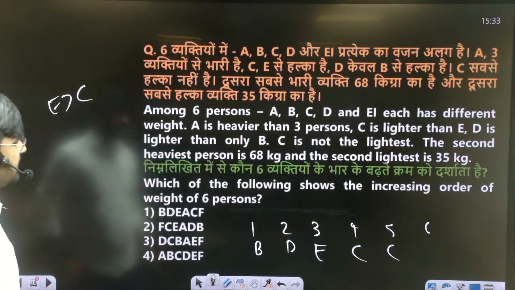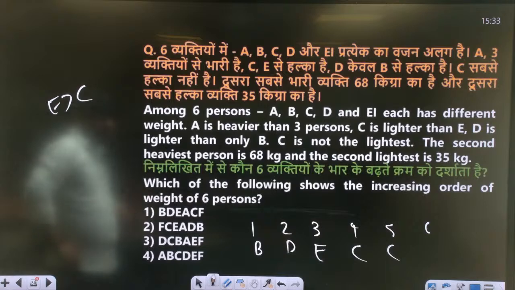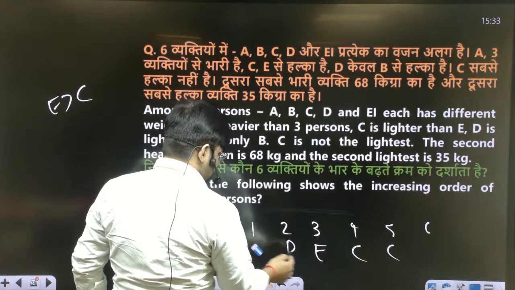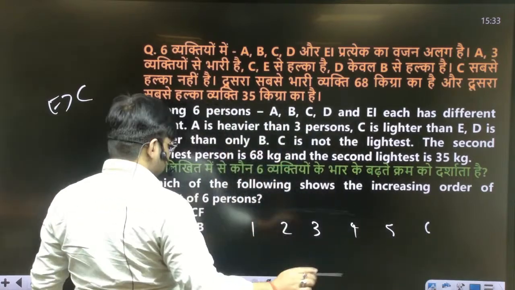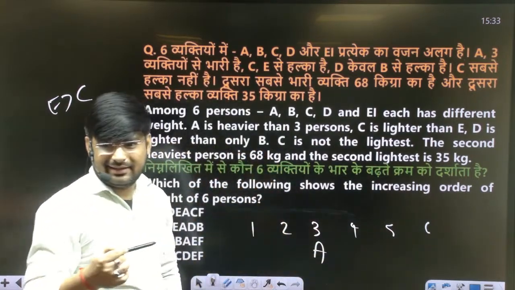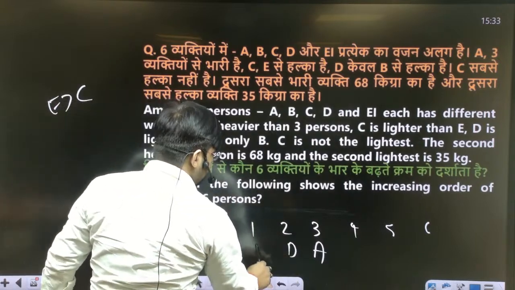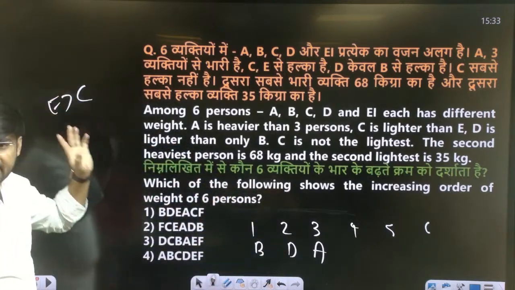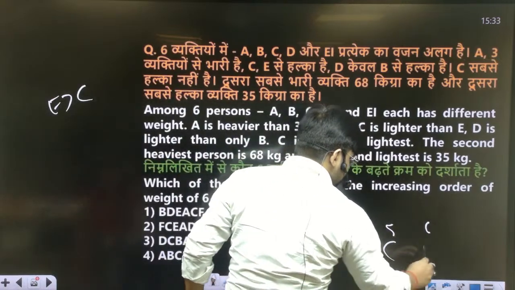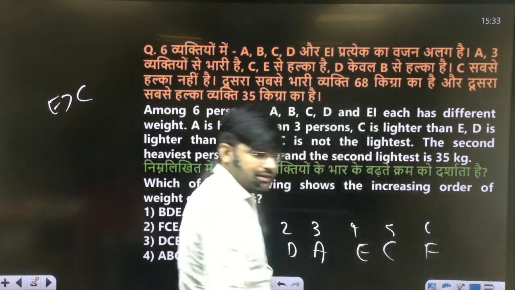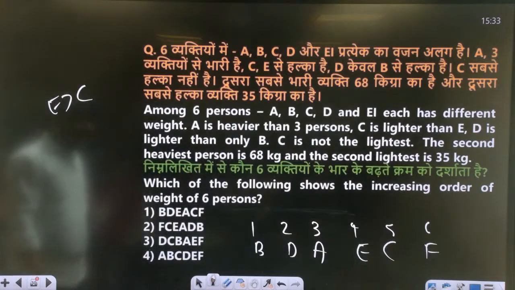And there is an error in this question. Sorry, A is heavier than 3 persons: 1, 2, 3, it's not E. And D and B: D is lighter than only B. And C is not the lightest, but C is lighter than E. So C is lighter than E. It means F is the lightest person. Is it done? So B, D, A, E, C, F.